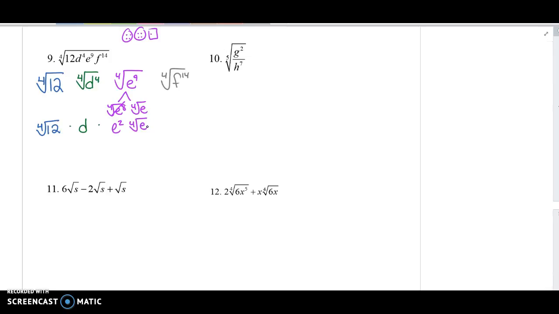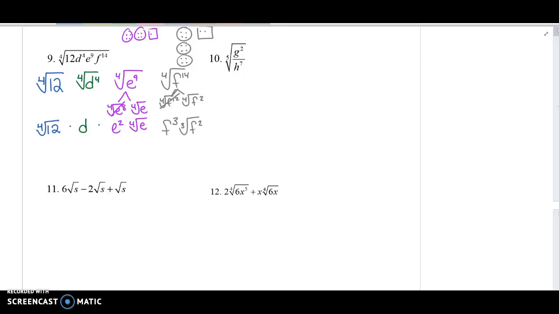Same thing for f to the 14th. We need groups of 4. If you really like the dot method, there's 1 group. That's 8. There's 12, 13, 14. So it's going to be f cubed times the 4th root of f squared. These two would still be left under the radical. Or split it up into the 4th root of f to the 12th times the 4th root of f to the 2. So you can see the 12 and the 2 makes 14. 12 divided by 4 is 3, so f to the 3rd.